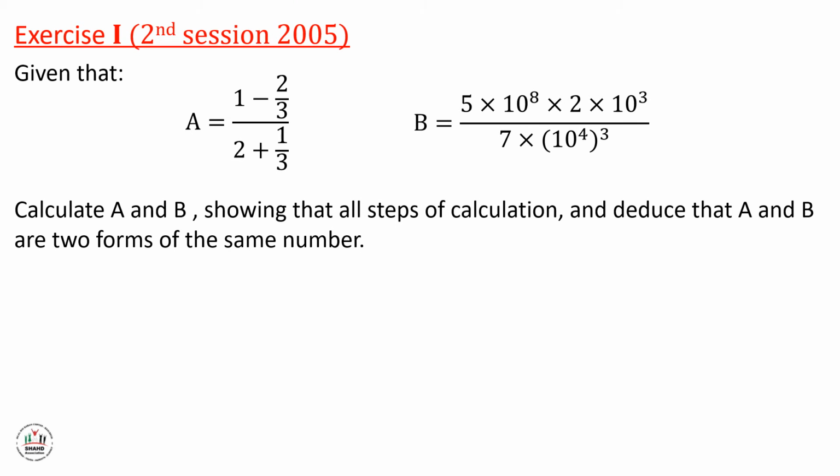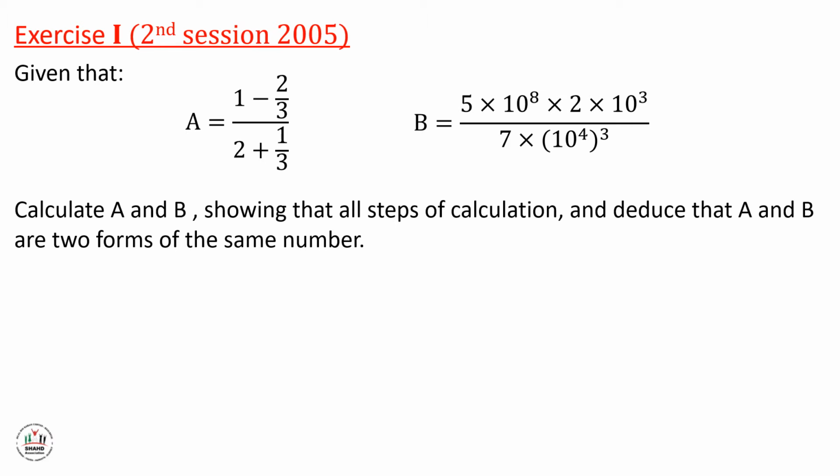Let's solve this exercise from the second session of the official exams 2005. We have revised in the Engage and Explore section the power rules and how we can perform the operation of fractions. So you can easily solve such exercises. Calculate A and B showing all steps of calculation and deduce that A and B are two forms of the same number. So A must be equal to B. Otherwise, there will be something wrong in your calculation steps.